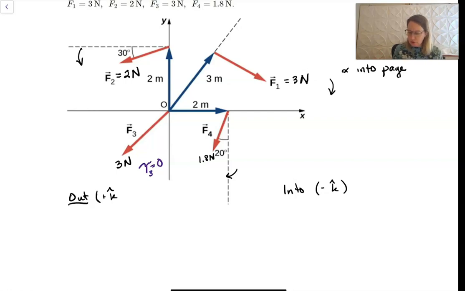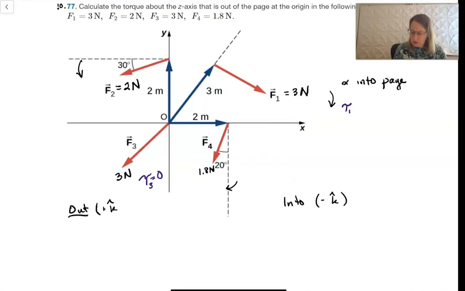For torque number 1, since this is 90 degrees, this is just going to be 3 newtons times 3 meters times the sine of 90 degrees. This is the magnitude of the torque. So the torque is just equal to 9 Newton meters.